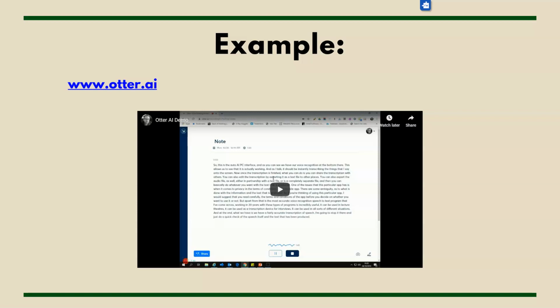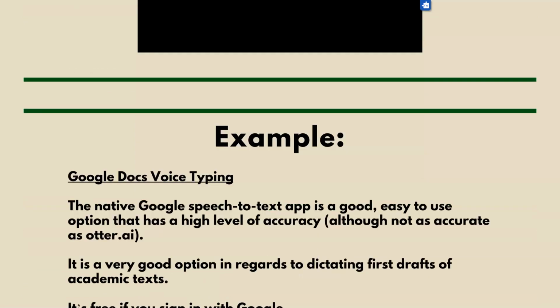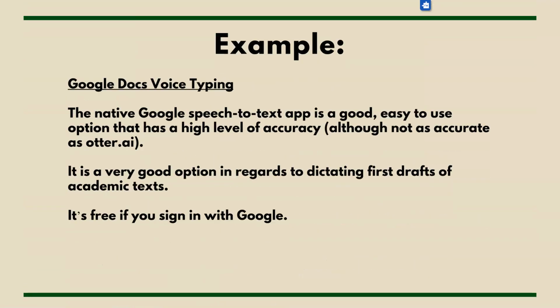Now, Otter AI, although in my opinion probably the best of the transcription speech-to-text technologies that we're going to look at today, is not the only one. There are lots of other options. If we have a look at our next example, Google Docs voice typing, the native voice typing app in Google Docs is really, really good. The native Google speech-to-text app is good.